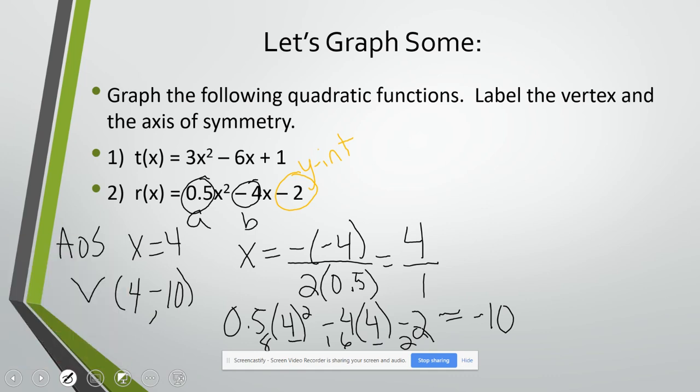If I make a little t-table of that, I have 4, -10 as my vertex, and 0, -2. So this distance is 4. So if I go 4 more this way, then I would be at 8, -2. Again, because of the symmetry of our parabola.